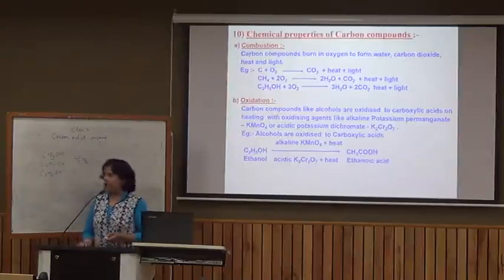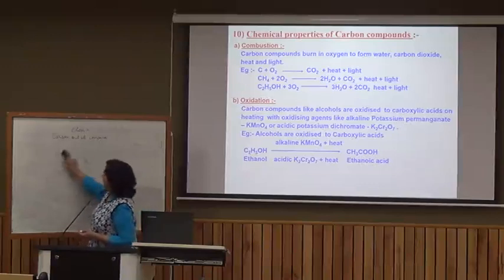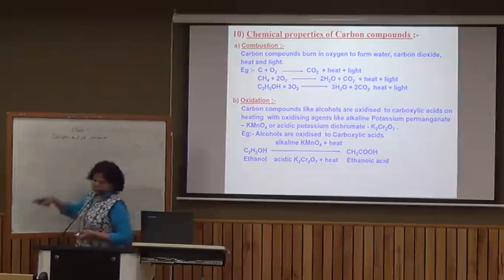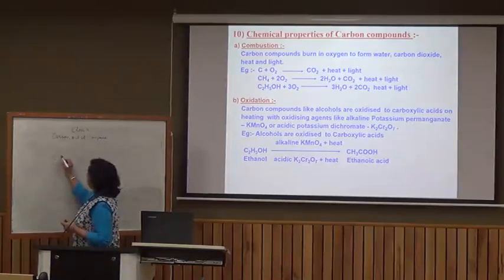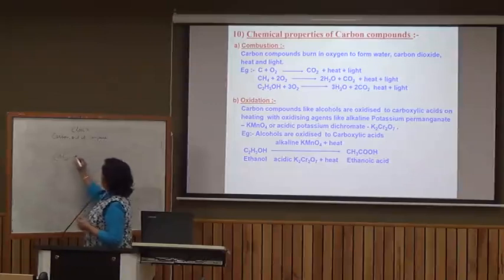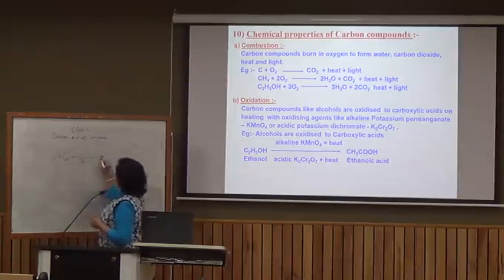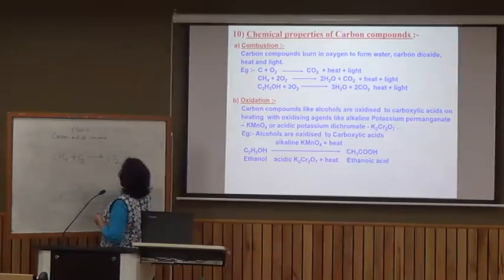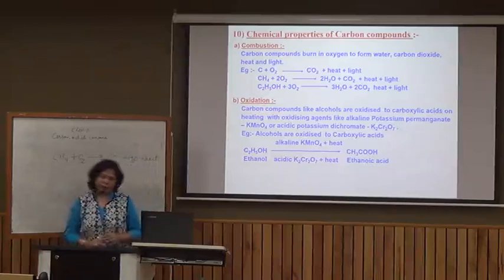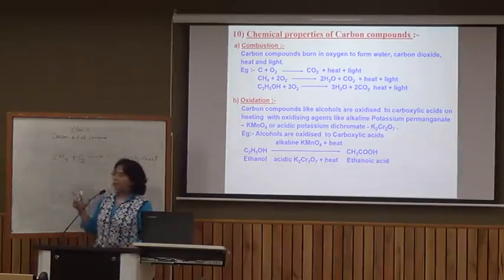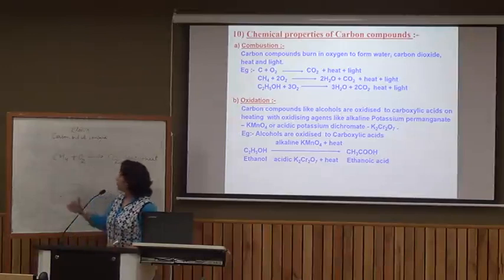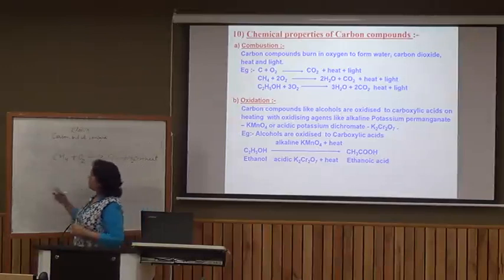Now we come to the chemical properties of carbon compounds. The first one is combustion, that is complete oxidation. Whenever a carbon compound, especially a hydrocarbon, burns in air, it combines with oxygen, carbon gets oxidized to carbon dioxide, hydrogen gets oxidized to water, and a large amount of heat is given out. That is the reason that all carbon compounds are used as a fuel, because when they burn, they produce a large quantity of heat.